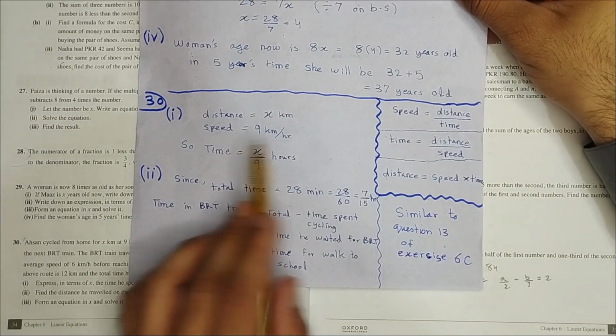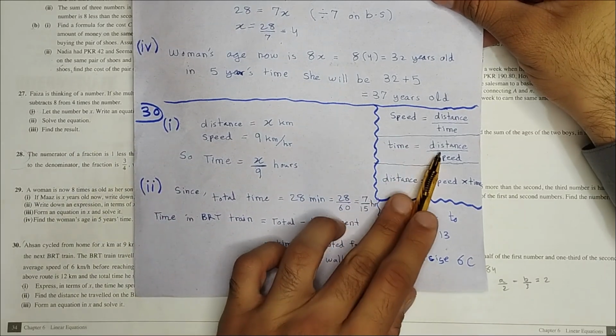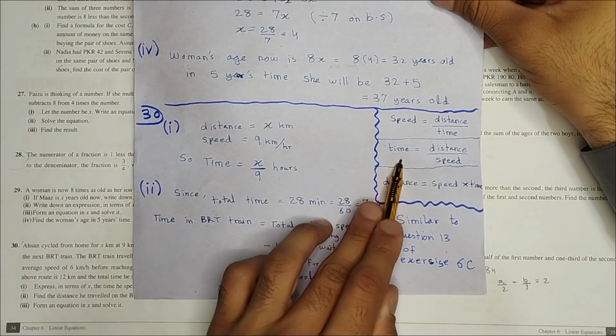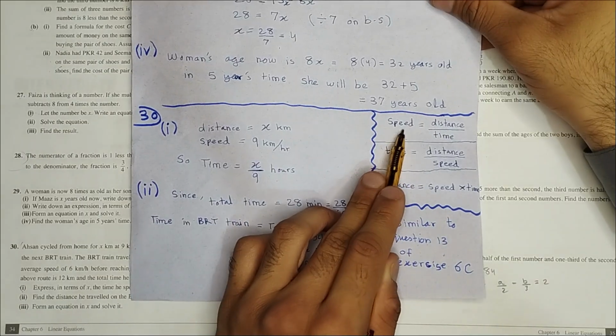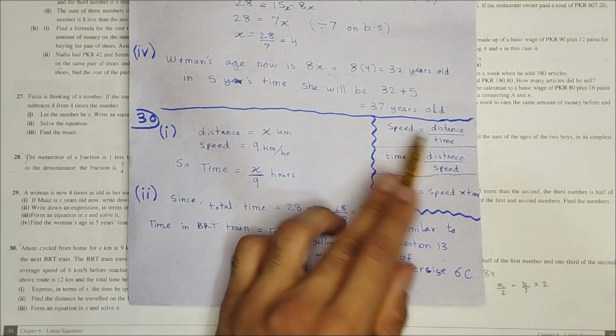You were able to tell this answer only by understanding and knowing this formula. Time is equal to distance divided by speed. How did I get this formula? From this formula of speed: speed is equal to distance divided by time. This is an equation. You can mess with it as much as you want.